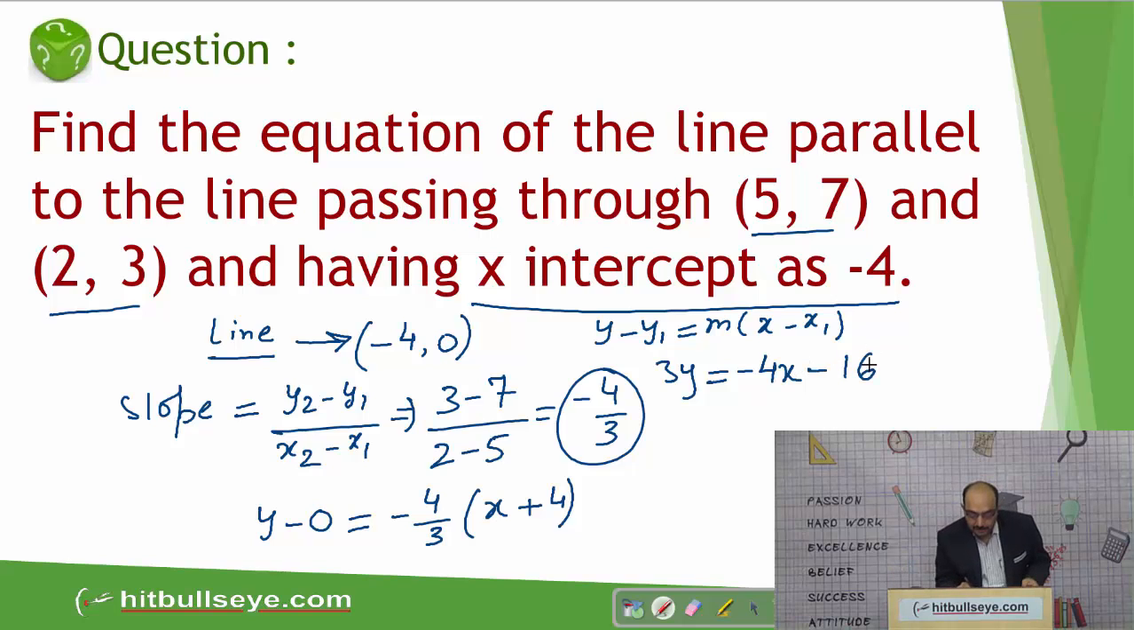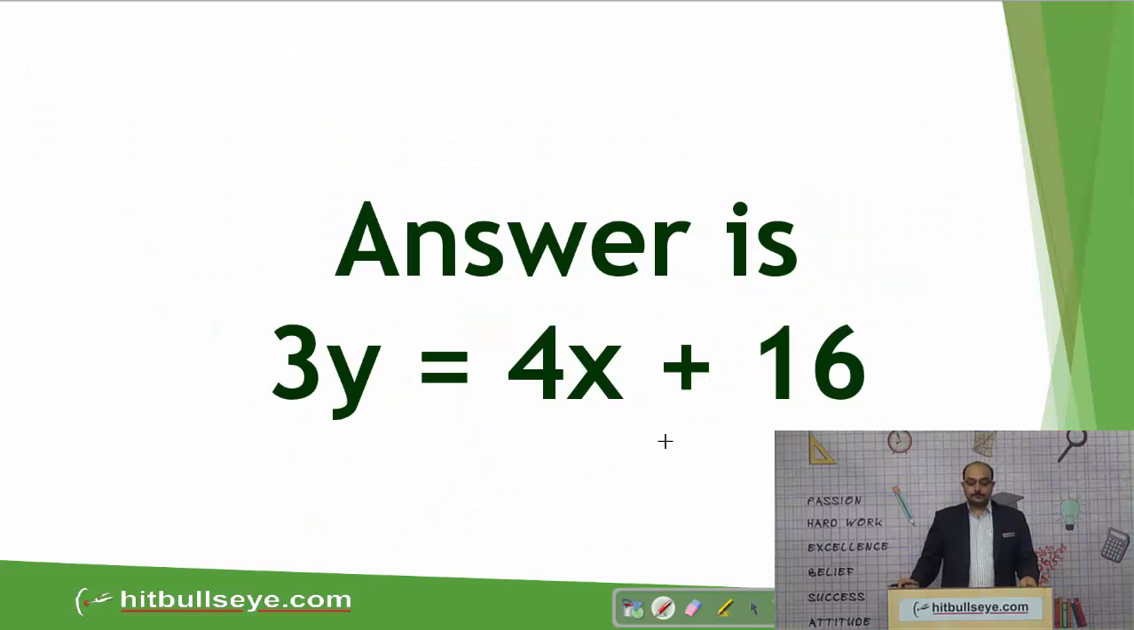Okay, just a minor change. This was 2 minus 5, which would be minus 3. So slope would be 4 by 3, and the negatives cancel, so there would be no negative sign. So this becomes 3y equals plus 4x plus 16. So that's your answer. Yes, 3y equals 4x plus 16.